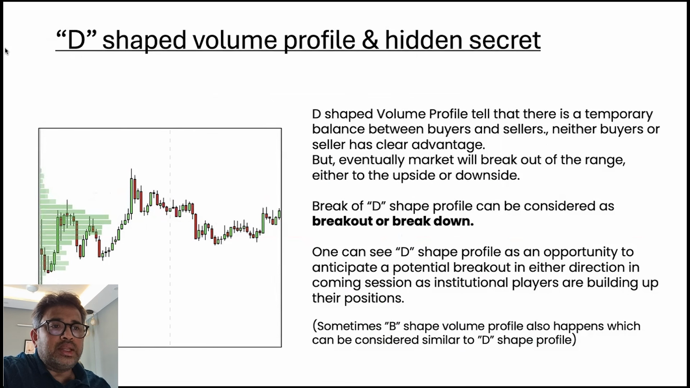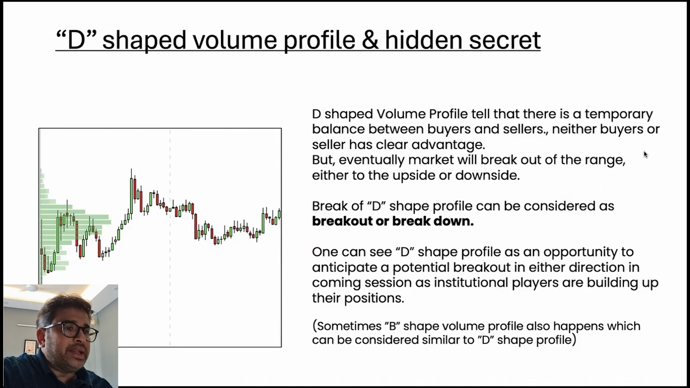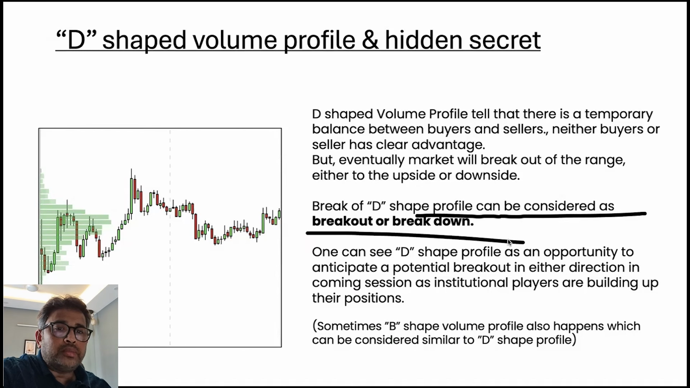Now we will discuss the D-shaped volume profile. A D-shaped volume profile looks something like this. That means in the middle, there will be the highest volume. On the top and bottom, there will be lower volume. And what it tells you is a temporary balance between the buyers and sellers, neither buyers nor sellers have the advantage. Eventually, the market will break. So a break of a D-shaped profile can be considered as a breakout or breakdown.